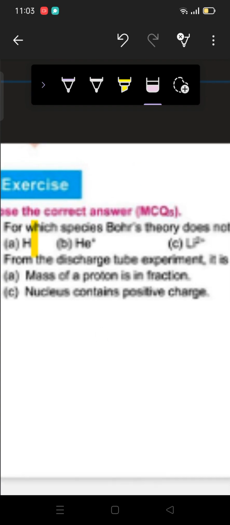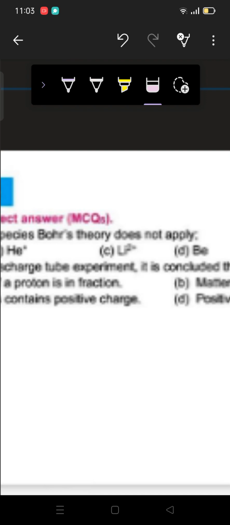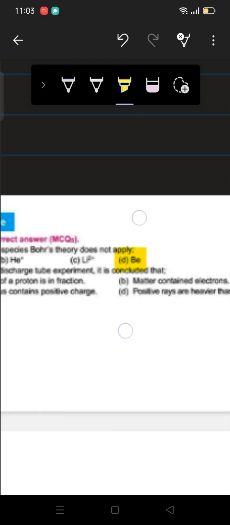Okay, no worries. Helium plus means it has lost one electron, so it is applicable to helium plus as well. Lithium plus 2 has lost 2 electrons, so now only 1 electron is left, so it is also a monoelectron species. Beryllium has 4 electrons and has not lost any of them, which means Bohr's atomic model is not applicable to beryllium.